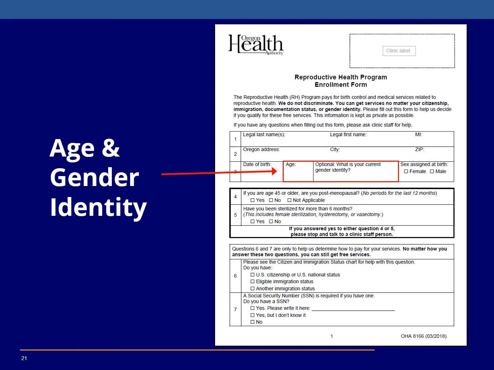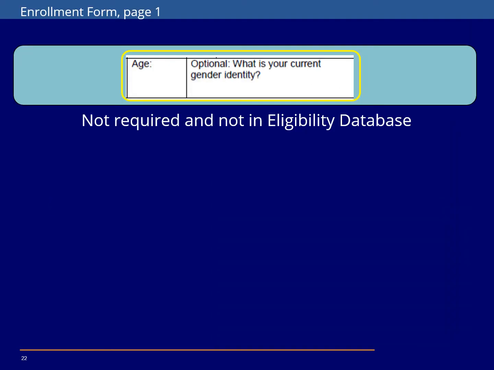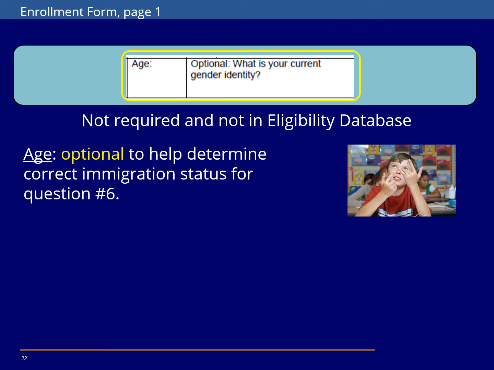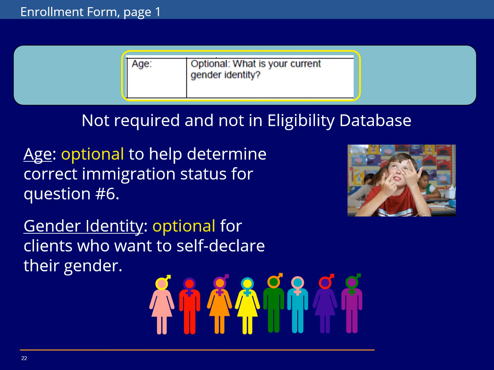We then give clients the option of listing their age and gender identity. These 2 fields are not required, nor are they in the eligibility database. We added the field for age because, as you'll see later, a person's immigration status may change depending on their age. And we added the gender identity field because we wanted to allow clients to be able to self-identify.